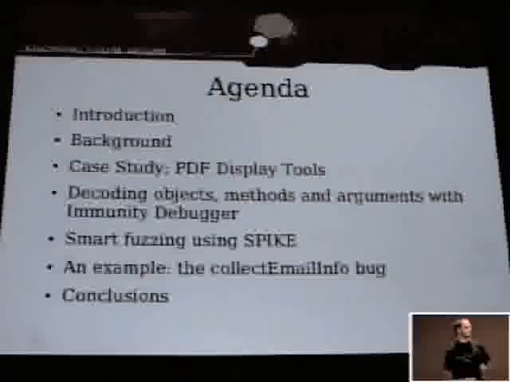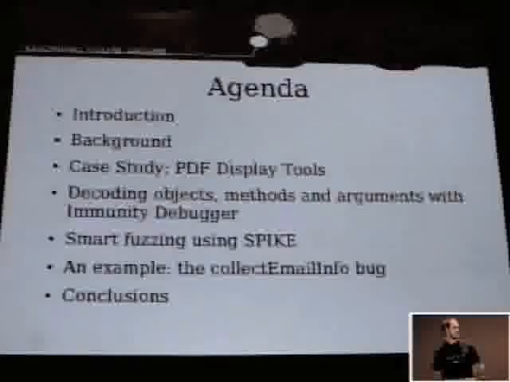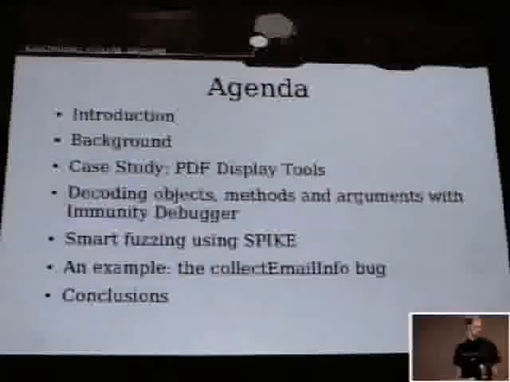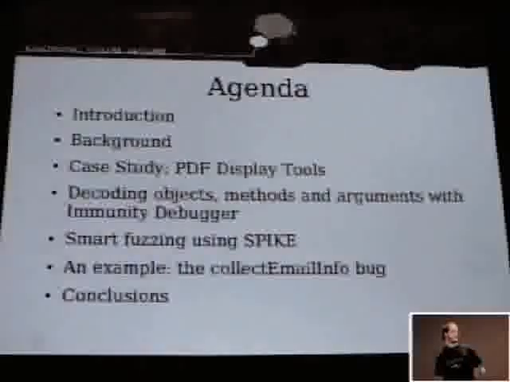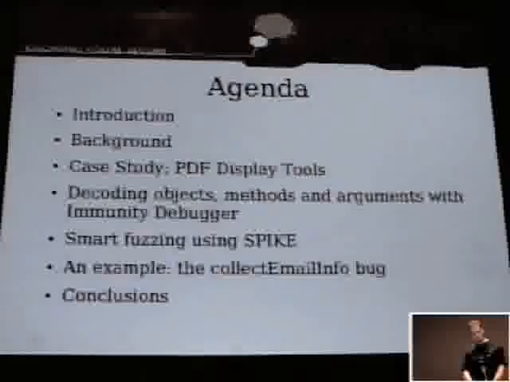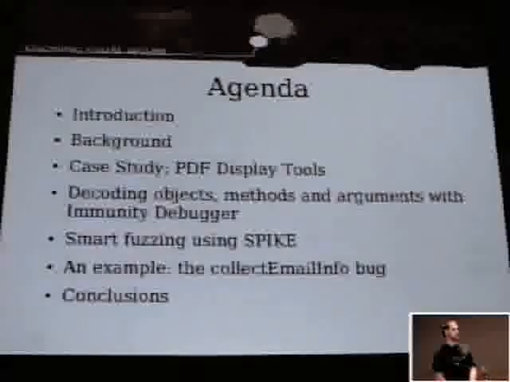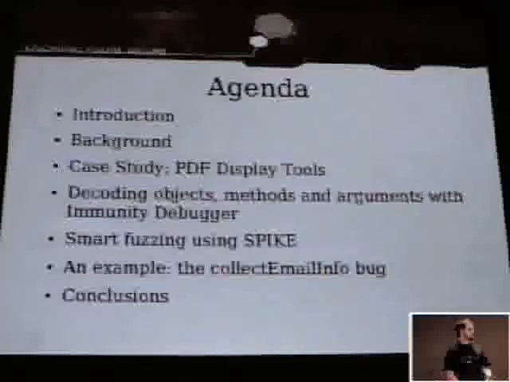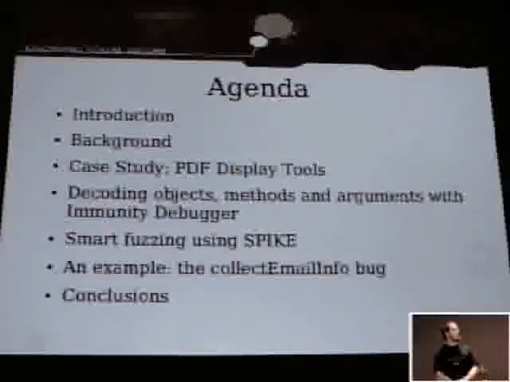First of all, we will start with some introduction and background on embedded scripting languages. We use two different PDF display tools as a case study, Acrobat Reader and Foxit Reader. Then we use Immunity Debugger to decode some JavaScript objects, properties, methods, and arguments. Using this information, we'll write a SPIKE script, which is a fuzzer language. And we will finish by showing how to find and exploit already patched bugs, which is the collectEmailInfo bug.